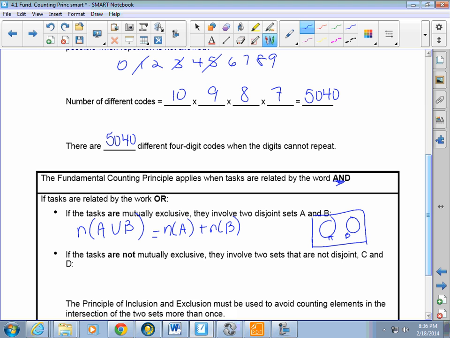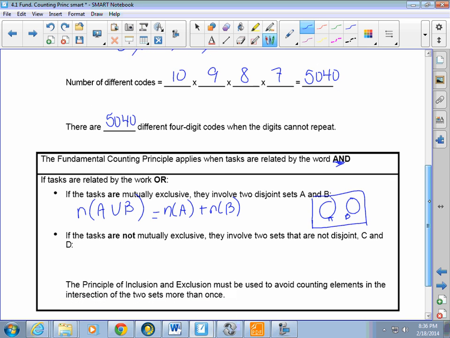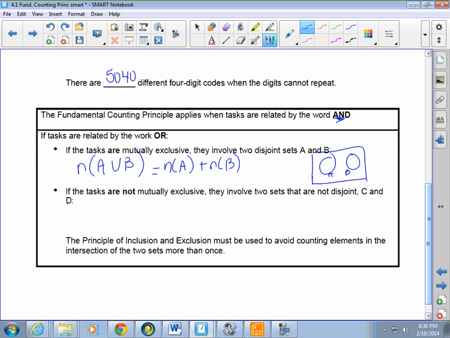So it says if the tasks are not mutually exclusive, then they involve 2 sets that are not disjoint, and we're going to call those sets C and D. If they're not mutually exclusive, then they have an overlap. So they would be like this. This would be set C, this would be set D, and the overlap is what they have in common.